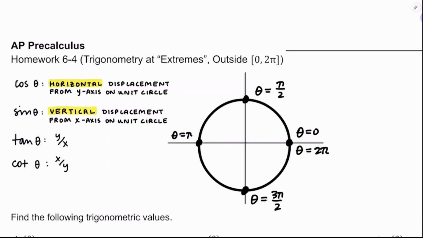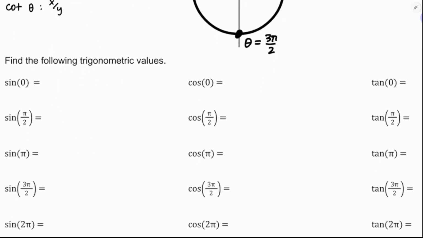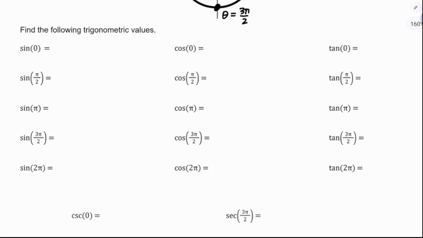And we could continue going counterclockwise and go beyond 2 pi, but we'll just figure out those situations when we get to them, right? That was also one of the messages from the lesson. If it's outside the interval 0 to 2 pi, it's not going to happen too often. We just have to figure it out. All right, so find the following trig values.